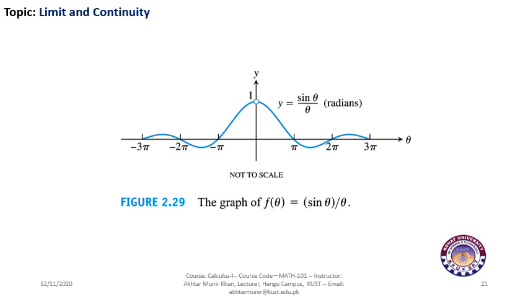Now we consider another function, sine theta by theta, where theta is in radians. From the graph, it is very clear that as we move away from theta equal to 0, the function goes to 0, and as we move towards 0 from both sides, the function graph shows that its limiting value is equal to 1. So this is the graph of f of theta, which is equal to sine theta divided by theta.